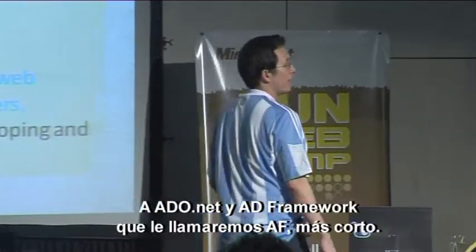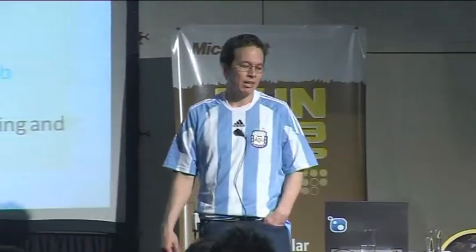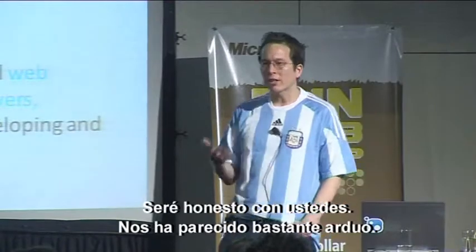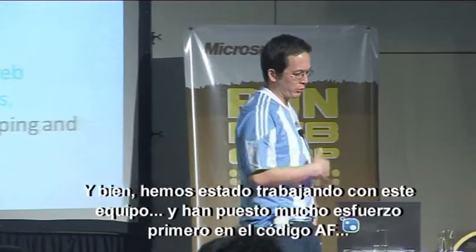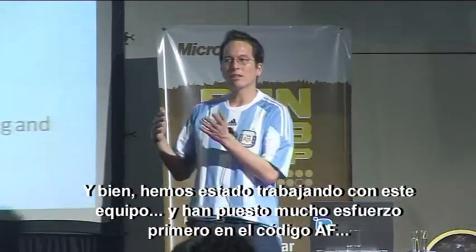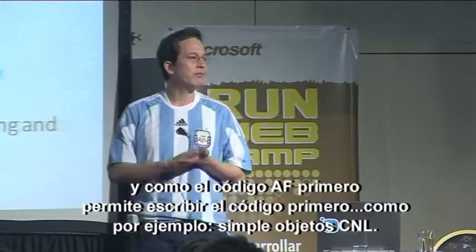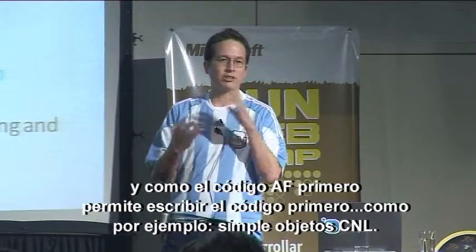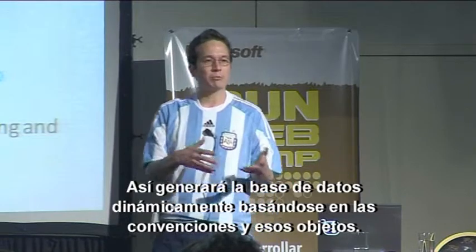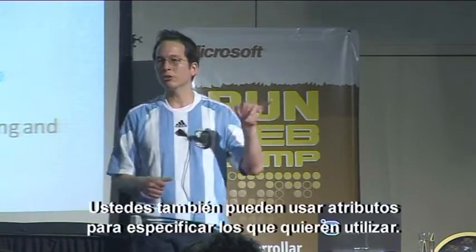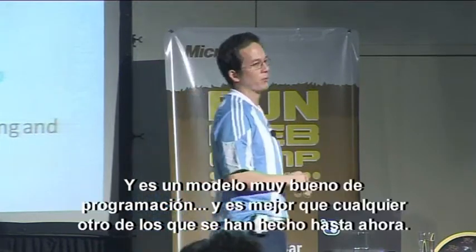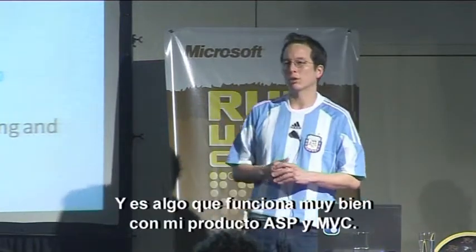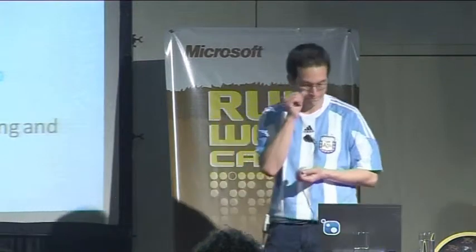And ADO.NET Entity Framework, or what we just call EF for short, I'll be very honest with you, when it first came out, it was a bit rough. And there's a lot of people who didn't really like it. So we've been working with this team, and they've been putting a lot of effort into EF Code First. What EF Code First allows you to do is write your code first, such as plain old CLR objects or POCO objects, and then it will dynamically generate your database based on some conventions and those objects. And you can also use attributes to specify specifics that you want. It's a really nice programming model, much better than what came before, and it's something that works really nicely with my product, ASP.NET MVC.